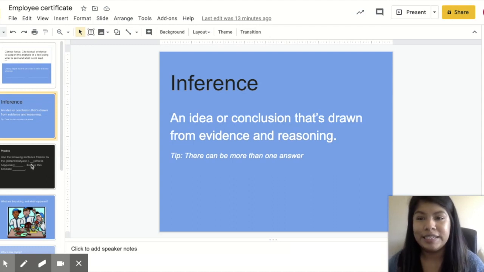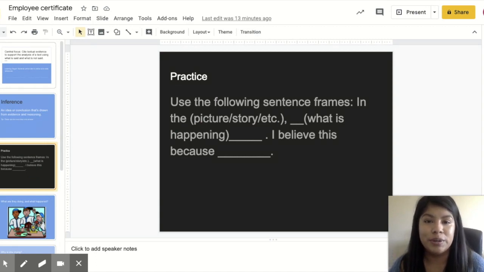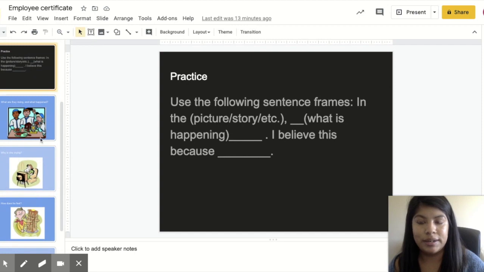As we're going through our practices, we're going to use this following sentence frame. In the picture, story, etc., what is happening? And then, I believe this because blank. And so, what makes you believe that whatever you think is happening, if that makes sense. We're going to use this next picture to use this sentence frame.